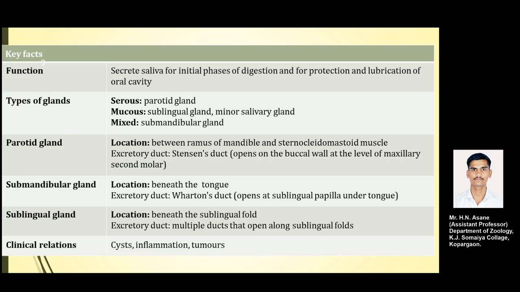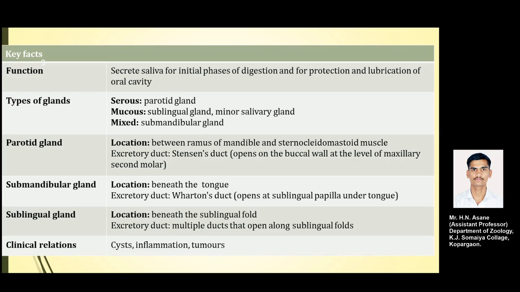Then the submandibular gland: the location of the submandibular gland is beneath the tongue, or beneath the mandible. Okay, so the excretory duct for this gland is known by the name Wharton's duct, which is going to open at the sublingual papillae under the tongue.